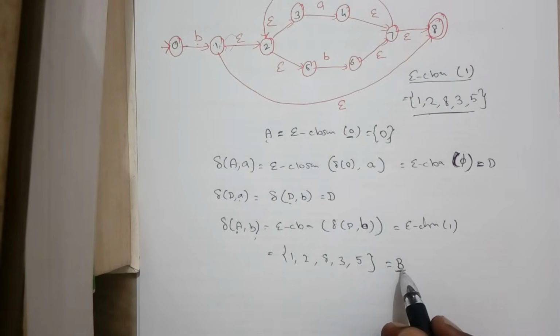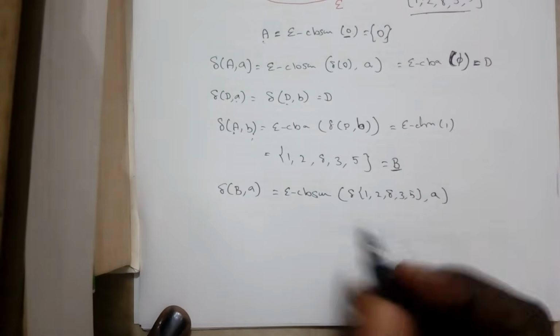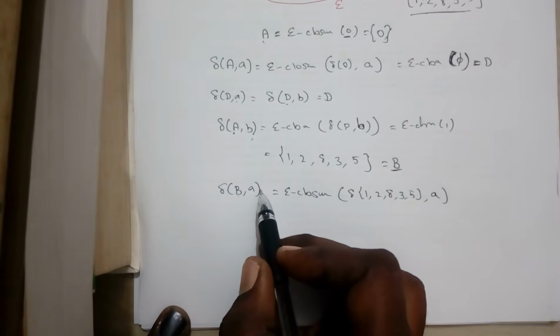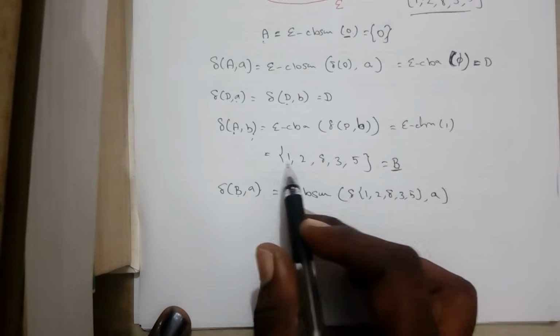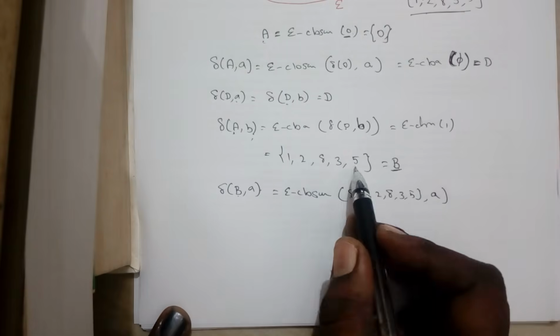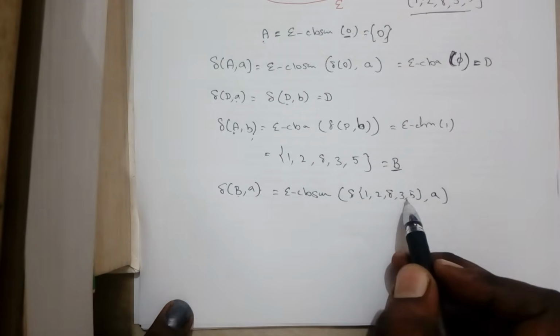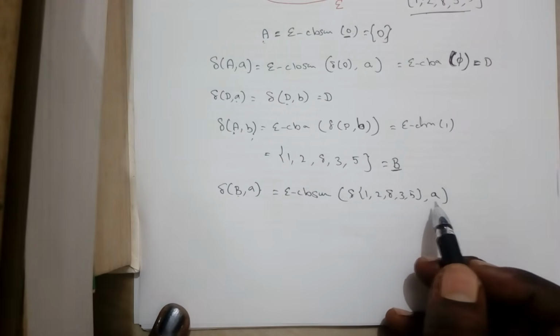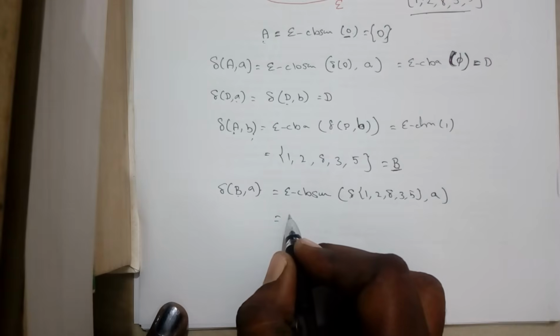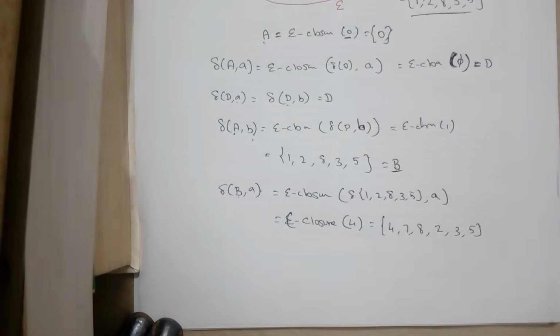We have to find the transition of B on A and again B on B. So it follows the same procedure. So here, transition of B on A, we have to find the transition of all the states of B. All the epsilon transitions that are included for B on the input as A, we have to find the transition of it. So here E closure of B is all the states that are included on this transition for B. When the input is A, we have to find the transition.